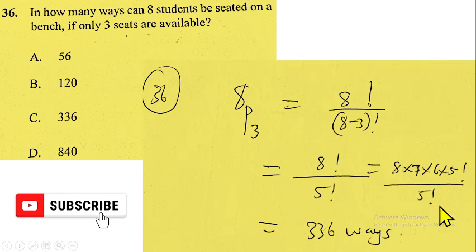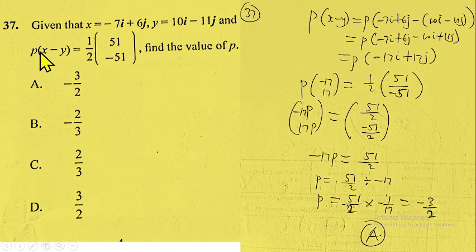Then 5 factorial can take care of 5 factorial. We are left with 8 times 7 times 6, and that will give us 336 ways. So option C is the correct option there. Question number 37 is from the vector.